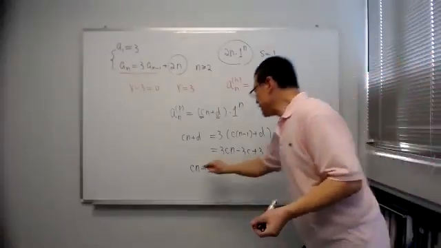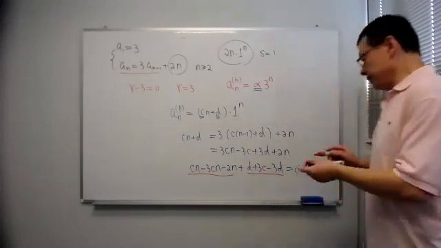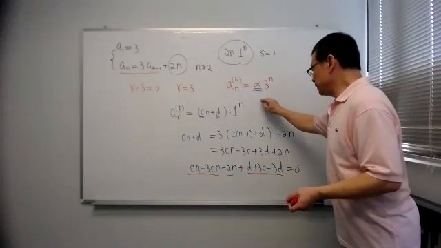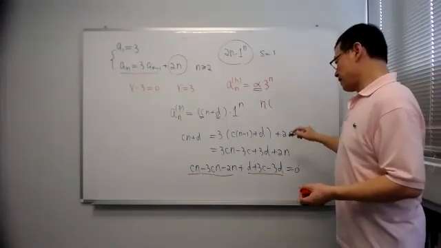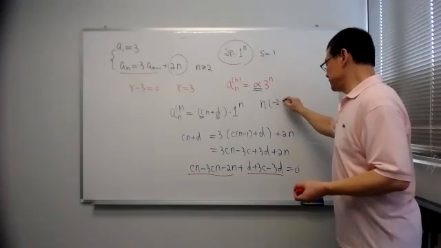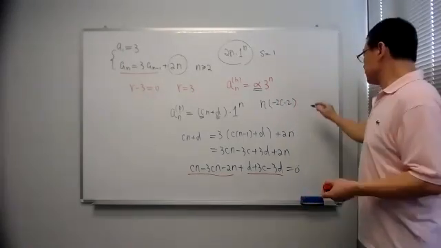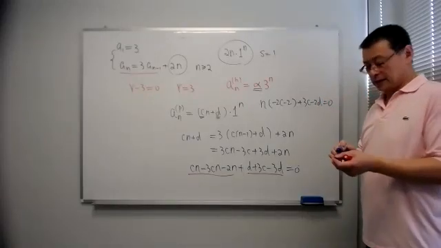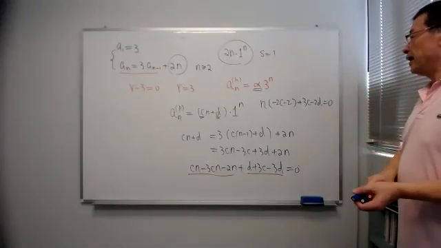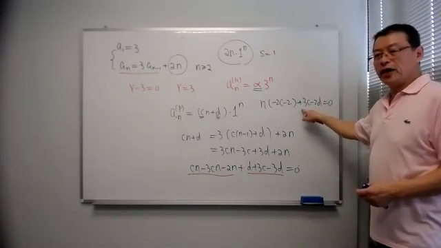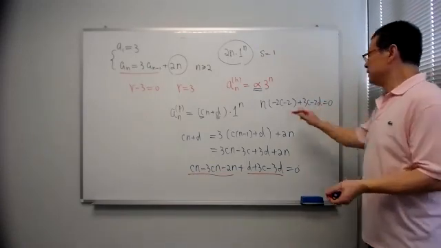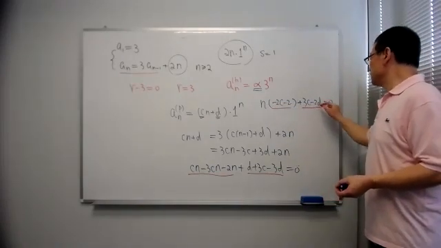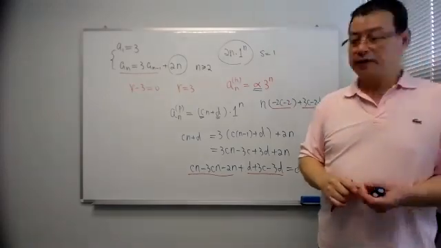Okay, so here's everything with n, here's everything without n. So here, everything with n, we take n out, minus 2C minus 2. So here, plus 3C minus 2D. All right. Now, for this one to be identically always 0, what we need is both of them equal 0. So then we get a system of equations.